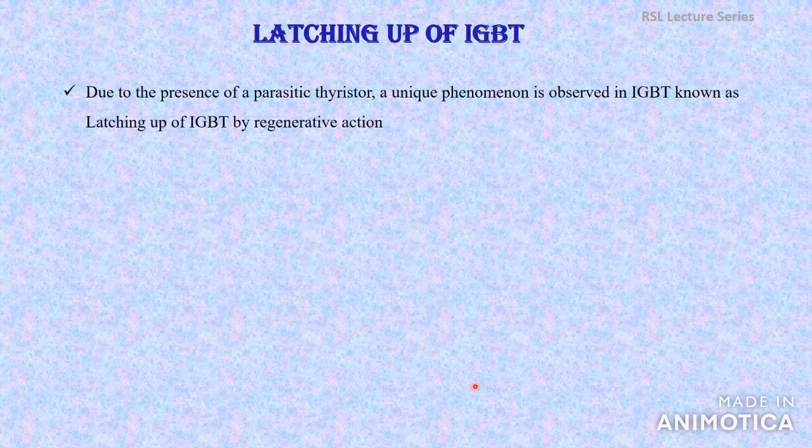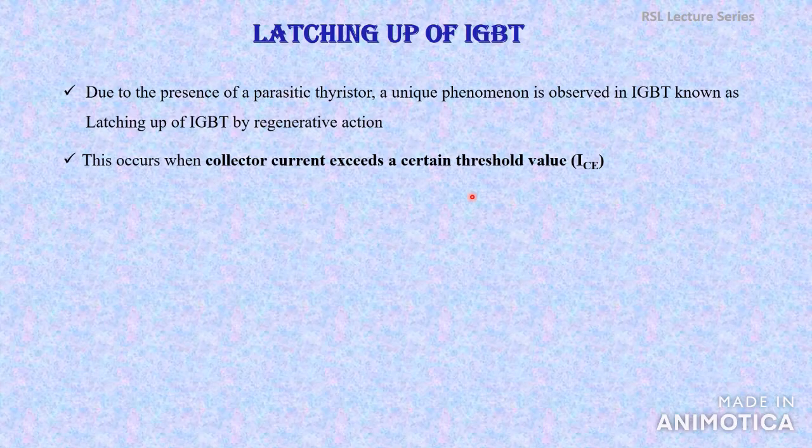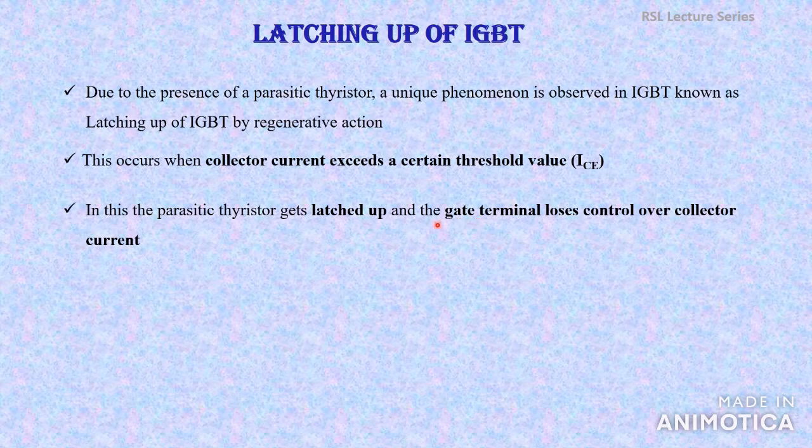Next we will discuss one important phenomenon called the latching up of the IGBT. This phenomenon occurs mainly due to the presence of the parasitic thyristor inside the IGBT. When the collector current exceeds a certain threshold value, this parasitic thyristor will get latched up. So it will start conducting.